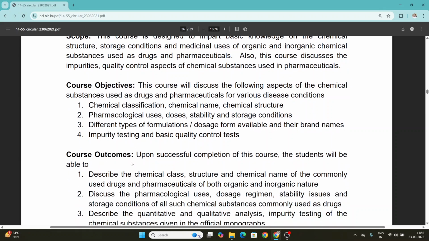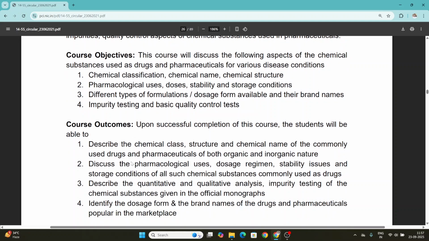Course objectives. This course will be discussed in the following aspects of the chemical substances used as drug and pharmaceuticals for various disease conditions. 1. Chemical classification, chemical name, chemical structure. 2. Pharmacological uses, doses, stability and storage conditions. 3. Different types of formulations, doses, forms available and their brand names. 4. Impurities testing and basic quality control tests.